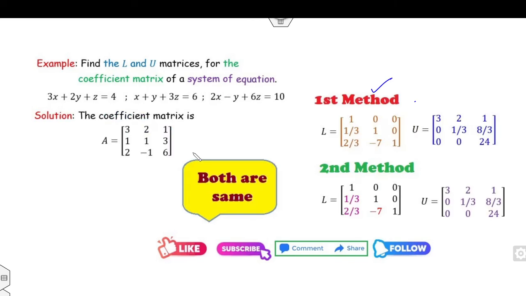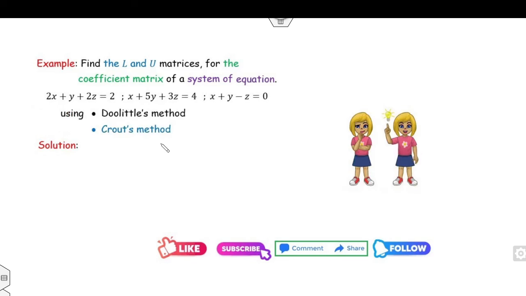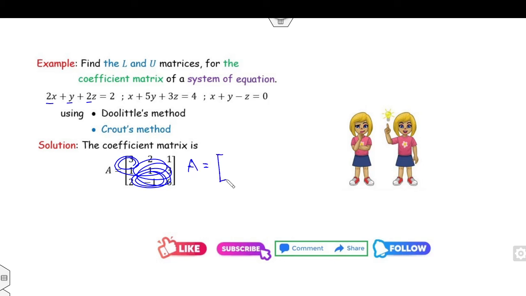Since I have used all these L values as 1, that is called the Doolittle method. So I will try to explain one more method, how you can solve this, Crout and Doolittle. Firstly, we can write the coefficient matrix. Sorry, this matrix is wrong. What is the matrix A? This is my 2, 1, 2, 1, 5, 3, 1, 1, minus 1. Fine.